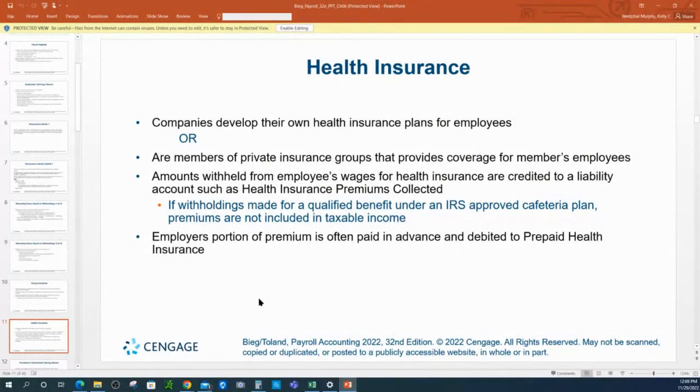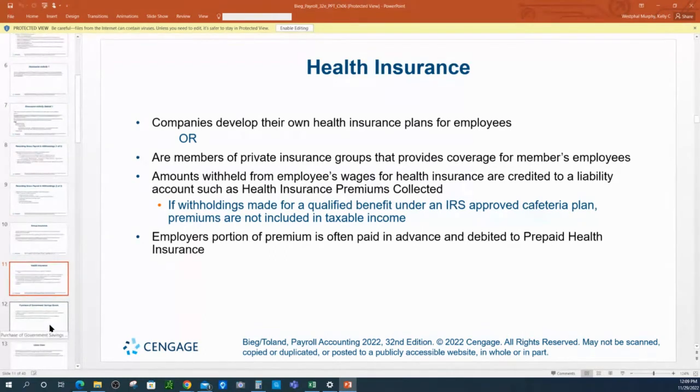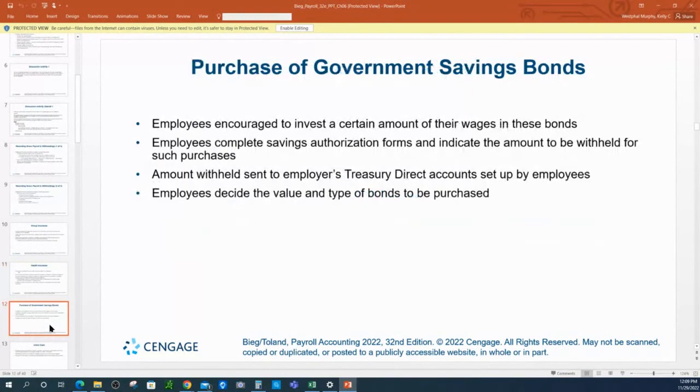So oftentimes they're paid in advance. They're debited to an account called prepaid health insurance. That's an asset account, so that's why it would be debited. But it works for our purposes the same as any other type of withholding. We're going to credit it in our journal entry.